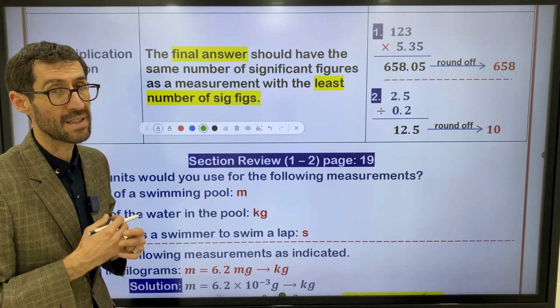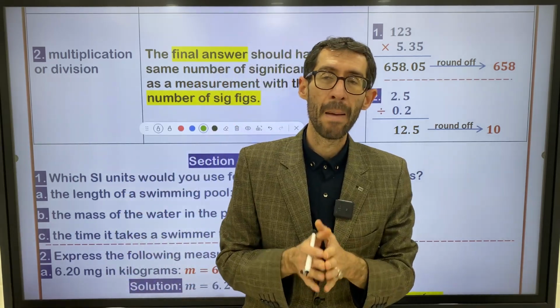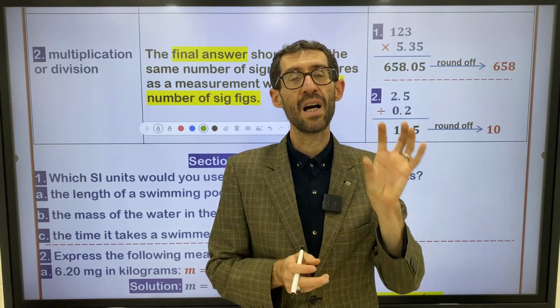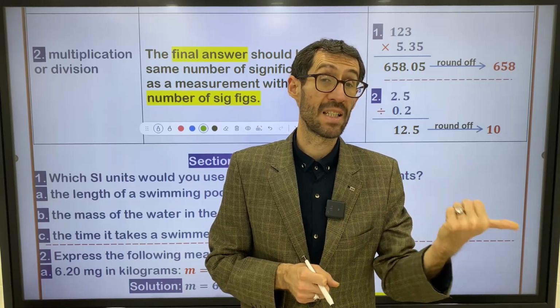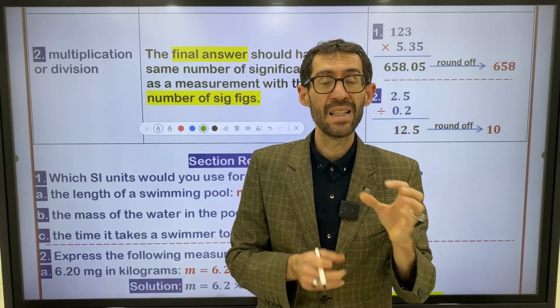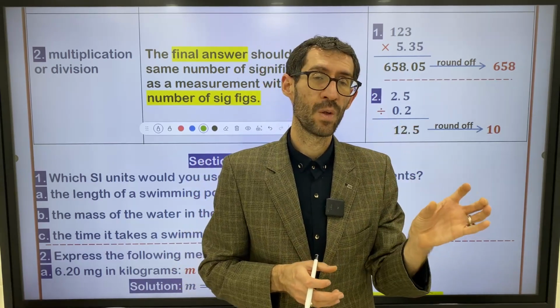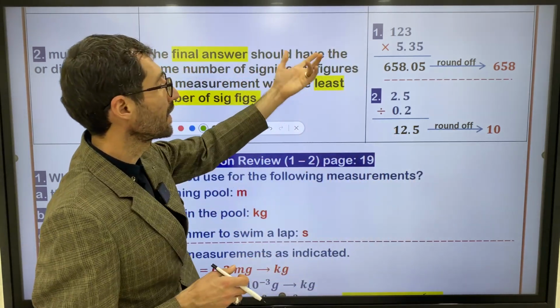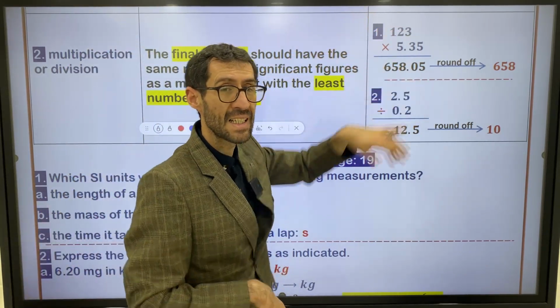number of sig-figs. So keep in mind that in the case of multiplication and division, focus on the number of sig-figs, not the number of decimals actually. Focus on the number with the least number of sig-figs, with the minimum number of sig-figs. Let's take a look at these examples.